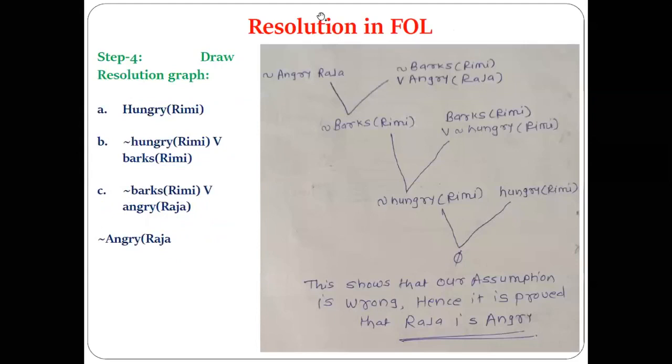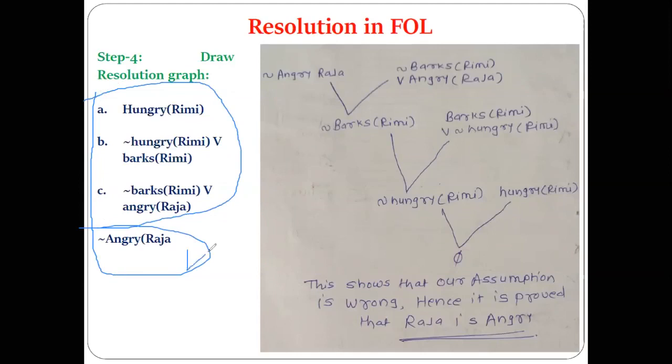So see here, this is our output of the second and third step, correct? From where will we start? We'll start from the thing that has to be proved, correct? So that's why I write it here. Then what do you have to see? Angry Raja. Negation of Angry Raja. That will be just Angry Raja. So where is it? Yes, here it is. So I write here. Correct. Then this will get removed. Negation Angry and Angry will get removed, and this part will carry on as it is here.